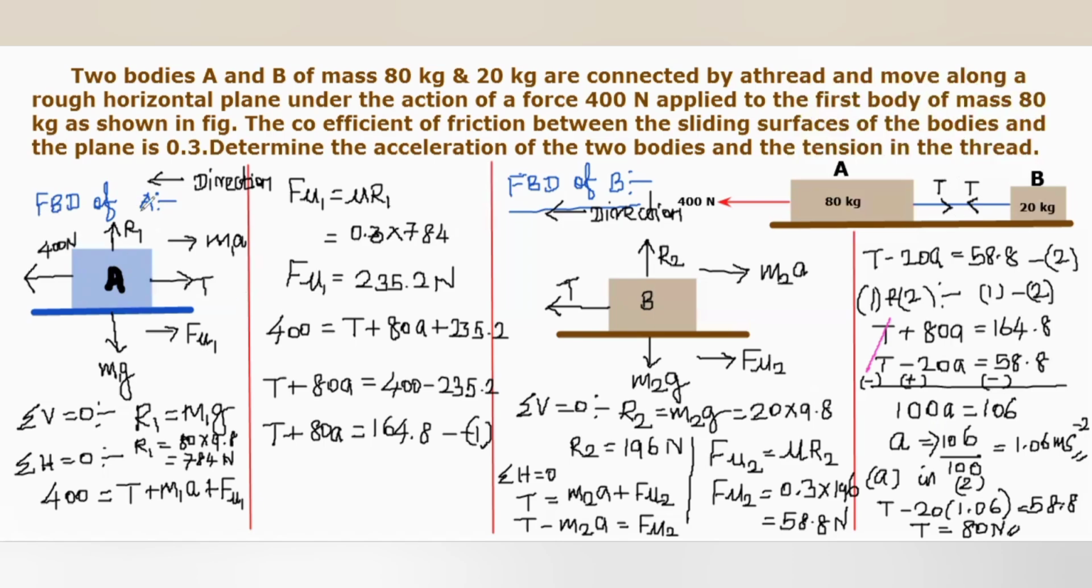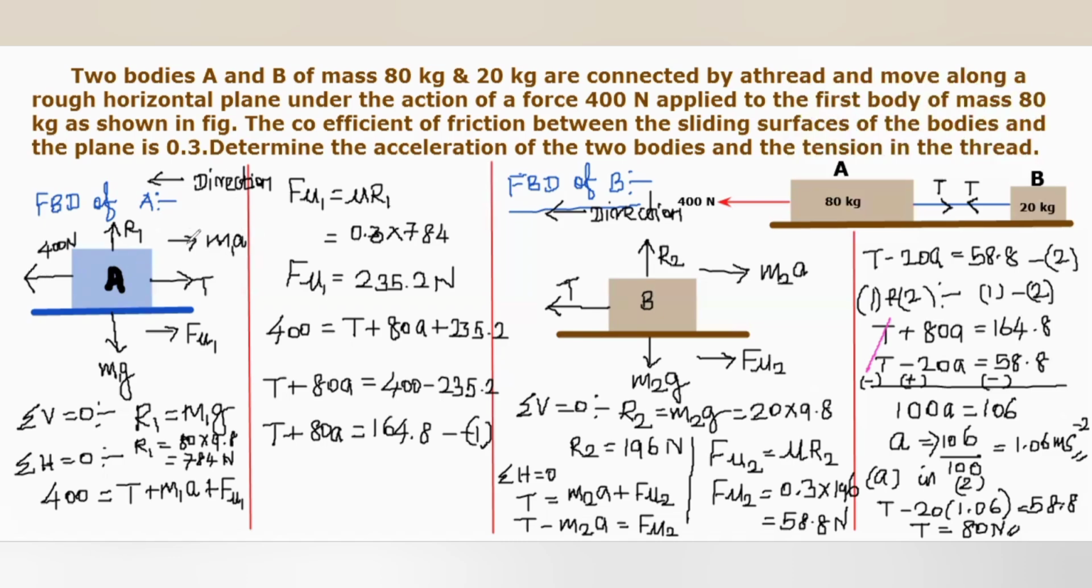So free body diagram of A: we consider all the forces acting on the object A. First, summation of vertical forces equals 0, R1 equals M1G. We calculated the value of R1. From that, we can calculate the frictional force, mu R1, on the first object. Then summation of horizontal forces equals 0. 400 Newton is acting towards the left side, that means the applied force.